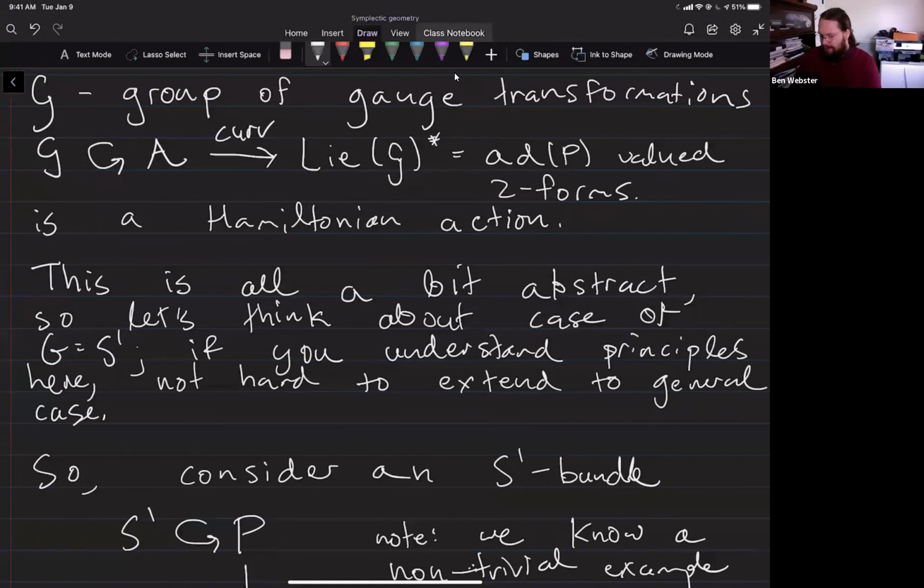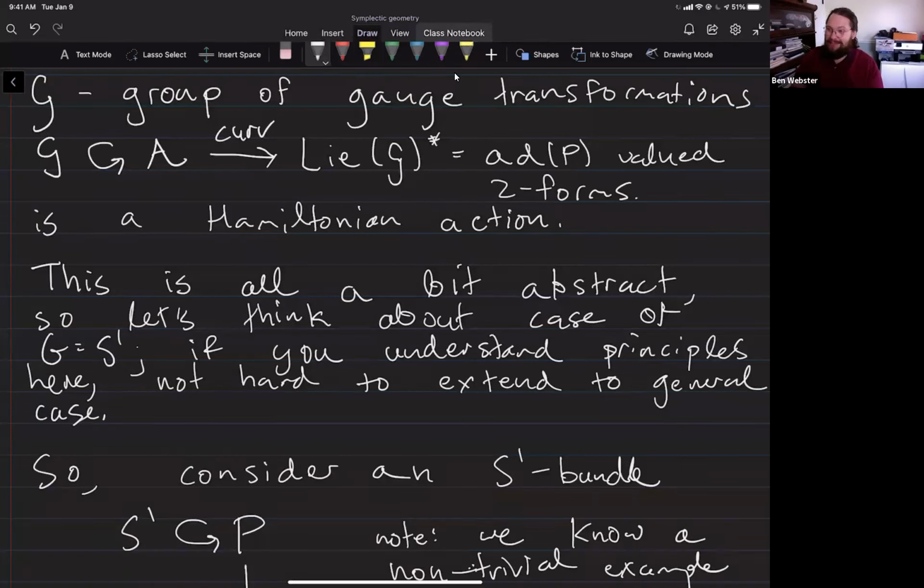So it's the right kind of space for you to interpret curvature as a moment map. Since this is a little abstract, and you have to keep track of all these Lie algebras around, I think it's worth explaining just in the case of G equals S1. And if you understand that, it's not hard to expand it into the proof for the whole thing, right? Somehow, your Lie group is generated by 1 parameter subgroups. So you should be able to reduce this to the case of 1-dimensional Lie groups.